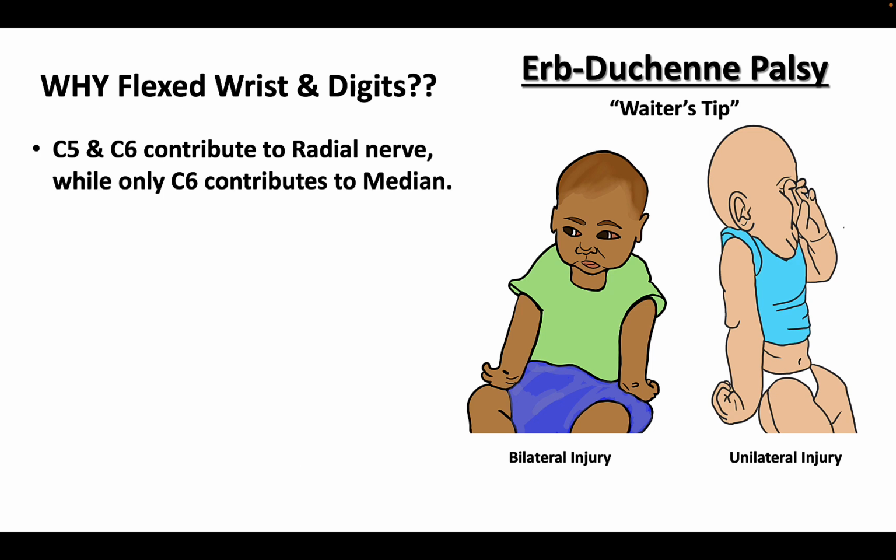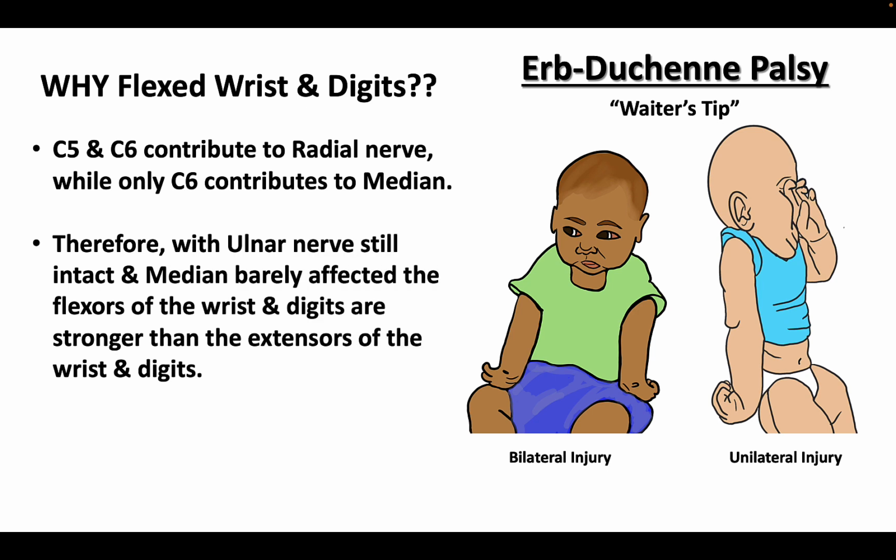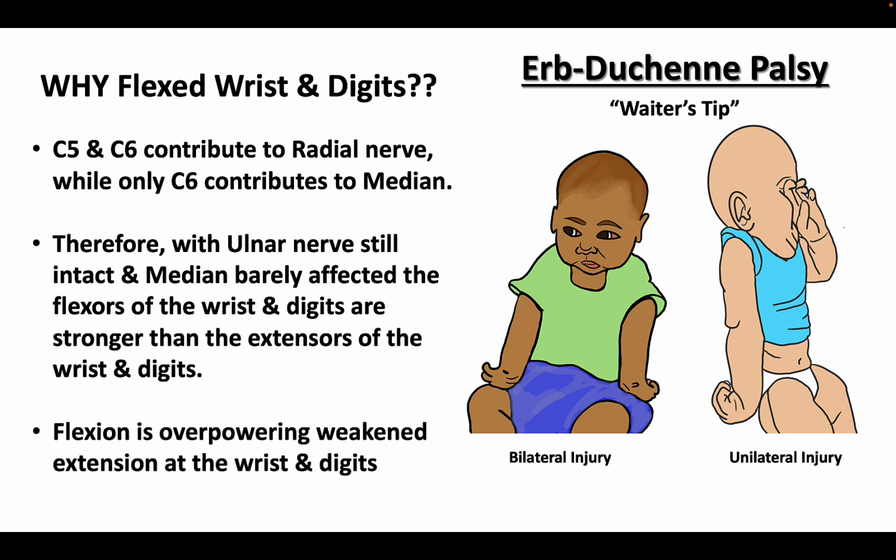C5 and C6 contribute to radial nerve, which innervates our extensors of the wrist and digits, while only C6 contributes to median nerve, and the ulnar nerve is completely unaffected by this injury. Ulnar and median collectively innervate the flexors of our wrist and digits, and in this specific injury, more of the extensor side is affected than the flexor side. If you think of this as a battle between flexion and extension, extension is losing, and therefore flexion will win the presentation.